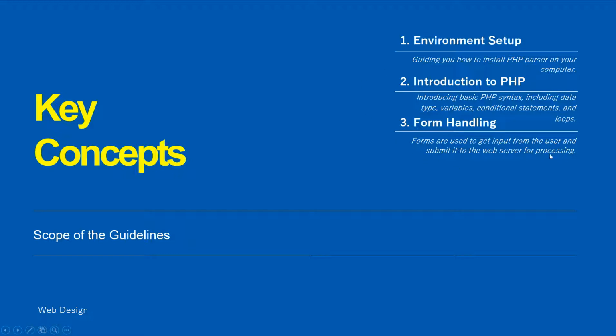And the third one is form handling. Because I told you we can transfer data through 2 approaches, one is GET, the other is POST. In form handling, I will tell you how to use POST to transfer our data. We will get the input from the user and submit it to the web server for processing. That is about form handling. So those are the 3 parts of today's course.